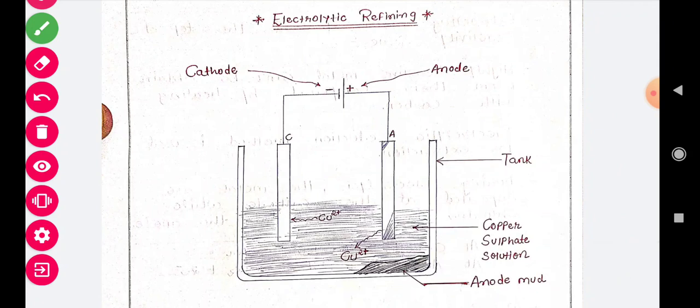Let us understand this figure first. This is the entire setup of the electrolytic refining process, in which the solution is made up of copper sulfate salt. If we want to extract copper, we utilize copper sulfate salt. If we want to extract sodium metal at the cathode, we utilize sodium sulfate solution. So in order to extract the desired metal, we need to use its salt solution.